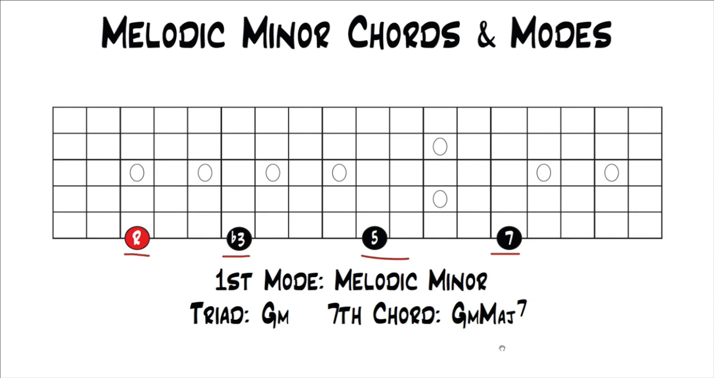And you could use this scale to solo over a minor triad. You could also use it to solo over a minor major 7 chord if you see that in a song or if you write your own song with that chord. But it's also really common just to use this over a regular minor 7 chord. That's done in jazz all the time, where you're superimposing the melodic minor over a regular minor 7 chord.